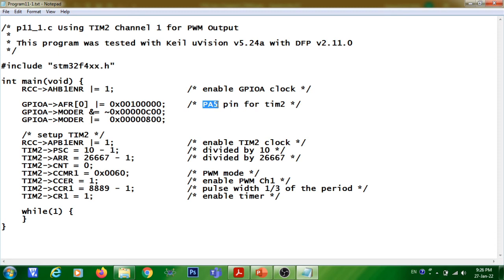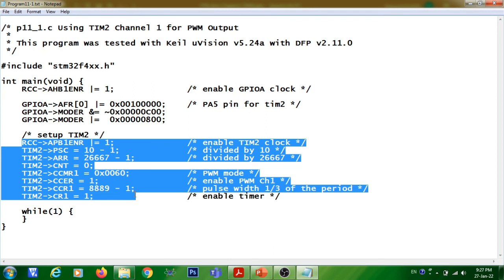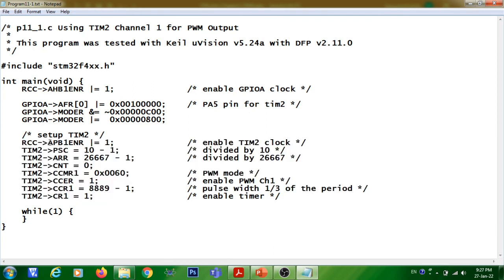Alternate function 1 is nothing but timer 2 channel 1. It is configured on PA5 by using the AFRL register. L is represented by this 0. Then from here onwards you are configuring timer 2. So first of all you are enabling the clock to timer 2.